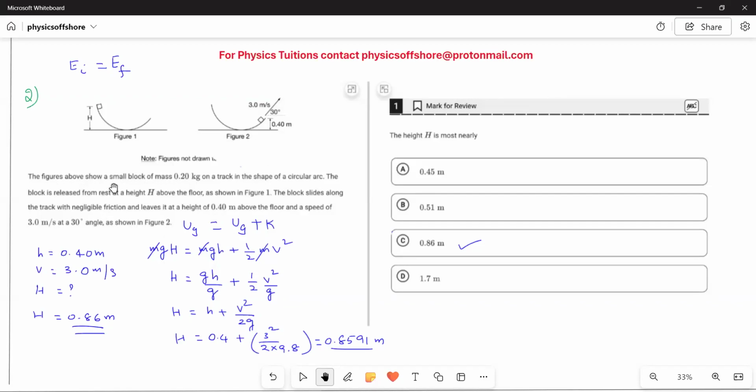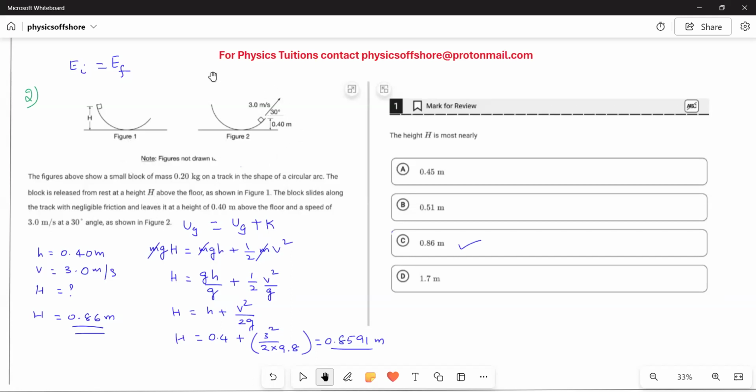The figures above show a small block of mass 0.2 kilogram on a track in the shape of a circular arc. The block is released from rest at a height h above the floor as shown in figure 1. The block slides along the track with negligible friction and leaves it at a height of 0.4 meters above the floor and a speed of 3 meters per second at a 30-degree angle as shown in figure 2.